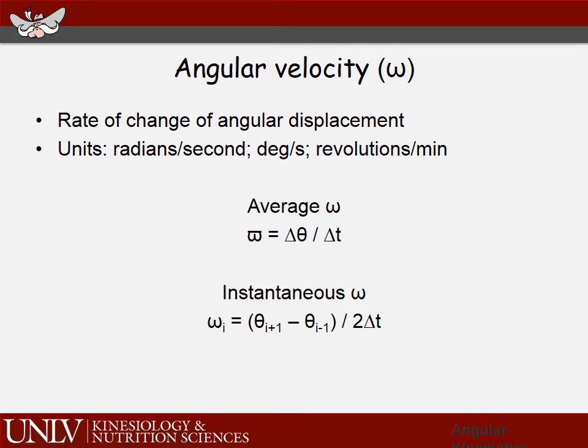So here you have angular velocity. We're not going to spend a lot of time. It's the same as the rate of change of angular displacement, with delta theta over delta t. And if you have the instantaneous, it's theta i+1 minus theta i-1 over 2 delta t. And again, remember why I use 2 delta t: it's because we're basically doing snapshots, and they're all the same time away from each other. So whatever your sampling rate is determines what your delta t is.